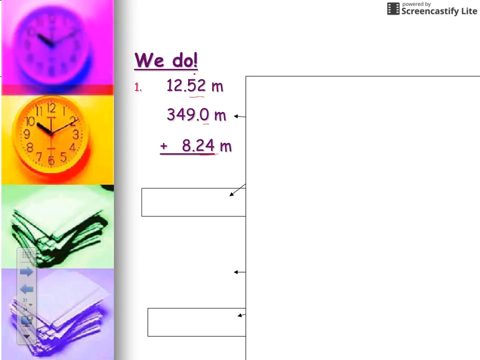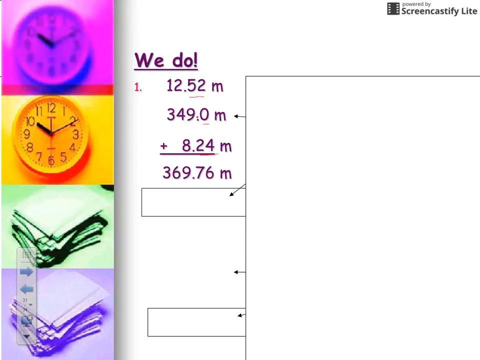So this number has 2 decimal places, this number has 1 decimal place, and this number has 2 decimal places. So the number with the least decimal places is the one that has only 1 decimal place. So you plug all that into your calculator, and this is what your calculator is going to say when you calculate that. But now we're ready to round it.